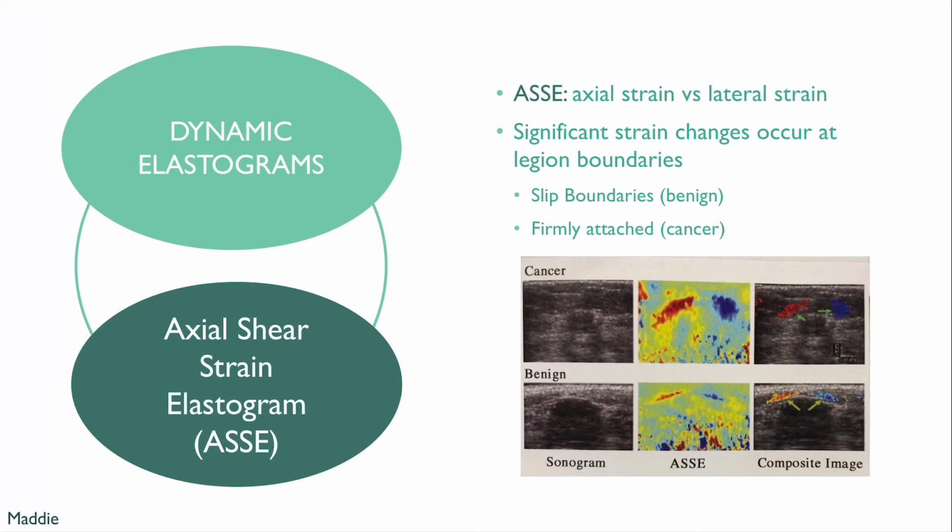ASSE further analyzes the boundary between a disease and the patient's surrounding tissue. ASSE determines if the mass is mobile or immobile. Mobile masses essentially slip in place in their tissue. This may indicate that the disease is benign. If the mass is immobile or is firmly attached to surrounding tissue, it may indicate that we have a disease such as cancer or a tumor.